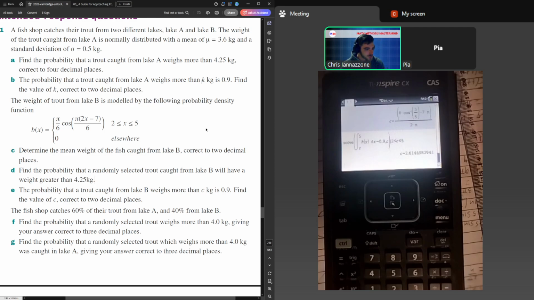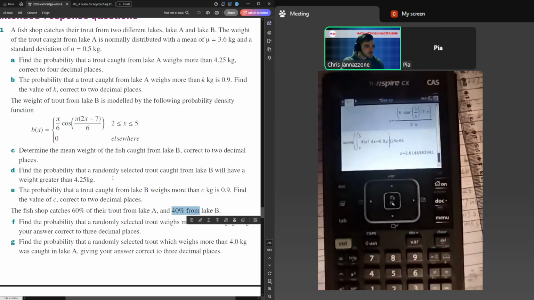Next up, I've got a bit further information. A fish shop catches 60% of their trout from Lake A and 40% from Lake B. So, reminder that Lake A was the normally distributed one and Lake B was the continuous distributed one. Part F is then saying, find the probability that a randomly selected trout weighs more than 4 kilograms.